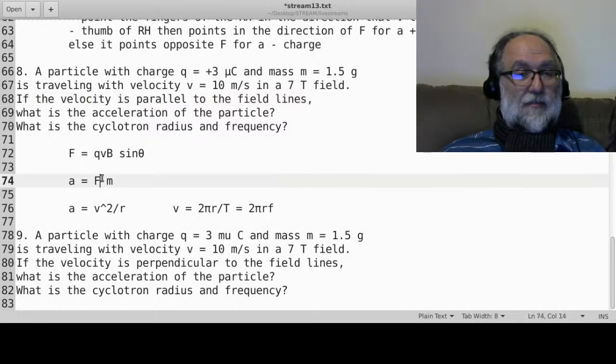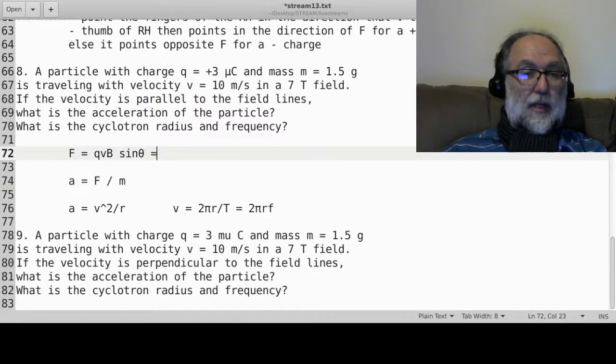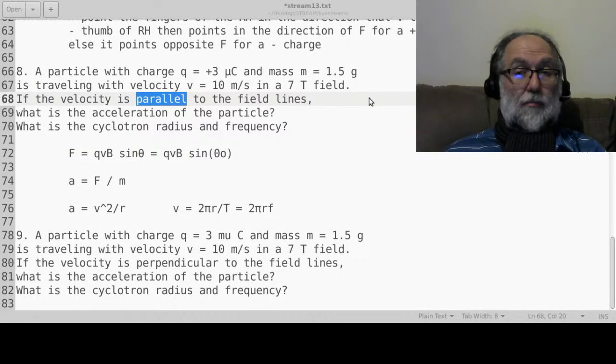Whoops, I forgot a divides. There we go, like that. I guess I could do that just very quickly here. I don't care what Q, V, and B are. All I know is that we're doing sine of 0 degrees, and sine of 0 degrees is 0. Why 0 degrees? Well, that's what parallel means. When you say that V and B are parallel, it means they're in the same direction, there's no angle between them, and so there's no force.